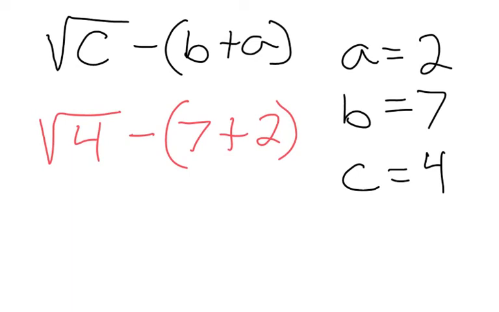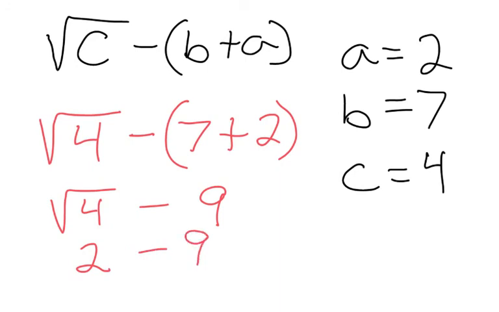Do my parentheses. 7 plus 2 is 9. And square root of 4 minus 9. Well, square root of 4 is 2, so 2 minus 9. And here's where you again are subtracting a larger number from a smaller number, so I'll quickly just say that's adding the opposite. Different signs, difference. 9 minus 2 is 7, but I'm going to take the negative from my 9 to make this a negative 7.